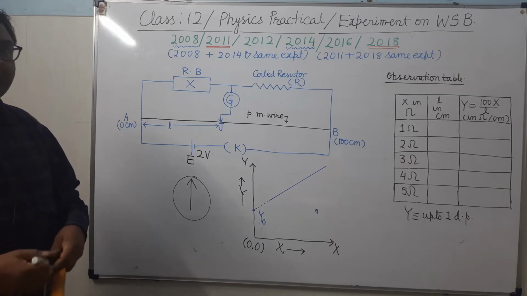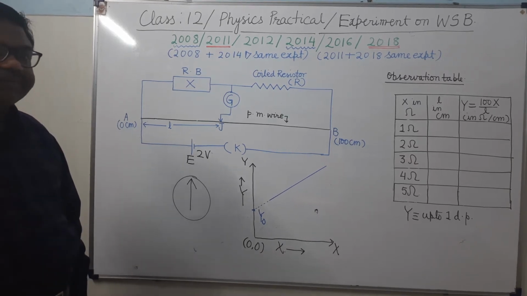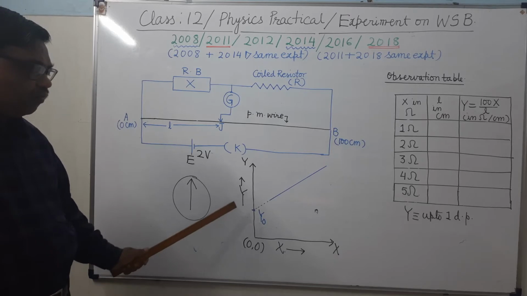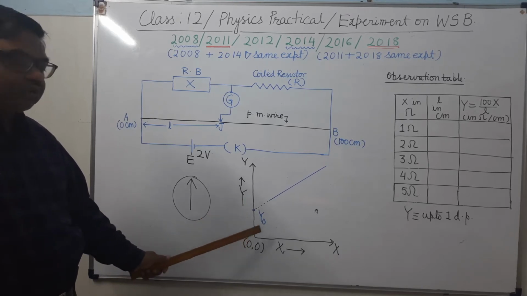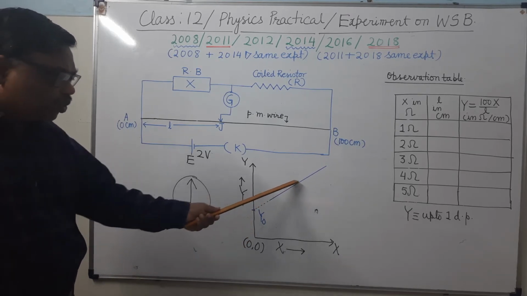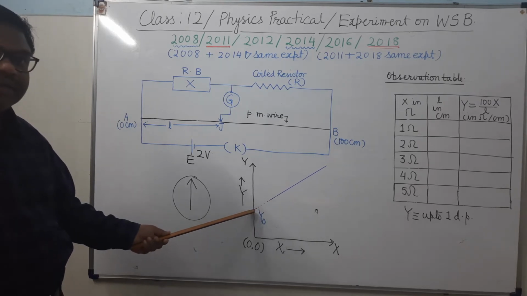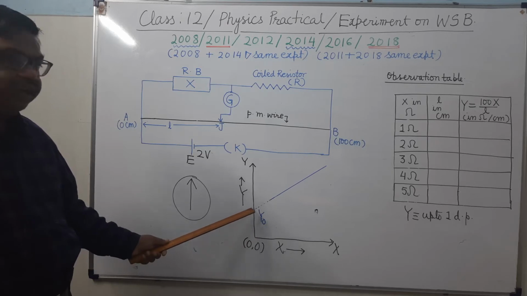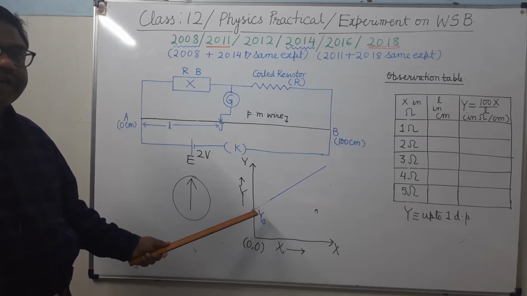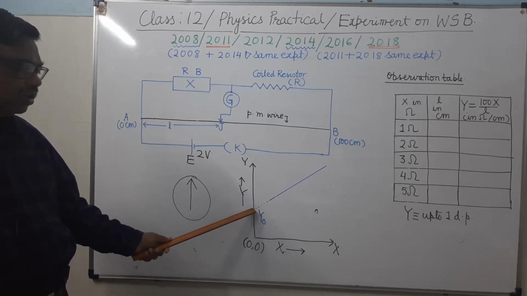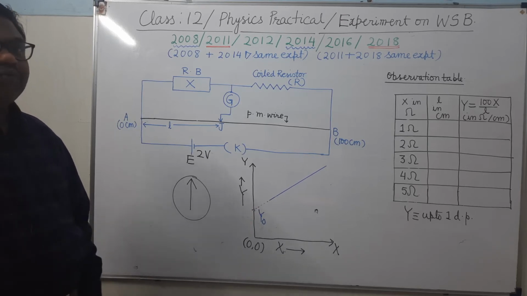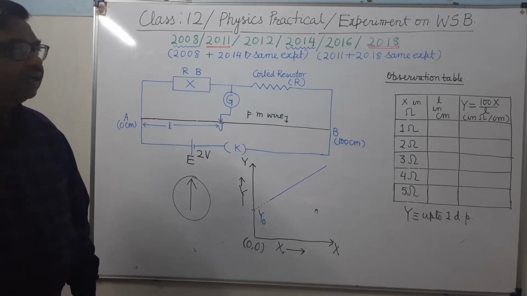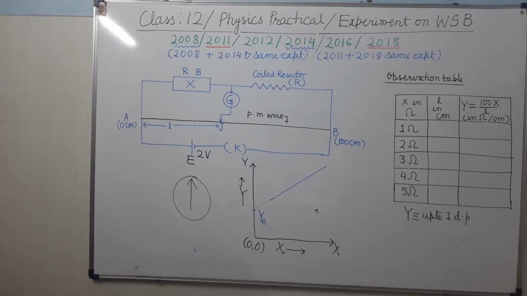After plotting the graph, you have to determine the intercept. The value of y when x equals 0 means you produce the line back in this direction till it meets the y-axis. The point where it cuts the y-axis will be the y-intercept. You record this value, that value will be y-naught. It's clear? This you have to do. Then one more thing is there in this experiment.